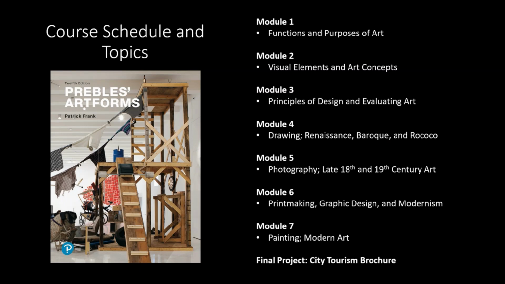Module 6 introduces printmaking, graphic design, and modernism, specifically how graphic design is influenced by printmaking, and several of the movements that developed during the era of modernism. Module 7 is about painting and modern art, and in that module we'll discuss some technical aspects of painting, but also how historical events of the 20th century shaped art and architecture. And of course, you'll have to complete your final project by the end of the semester. And I'll say it now and many times following, start on this project early in the semester.